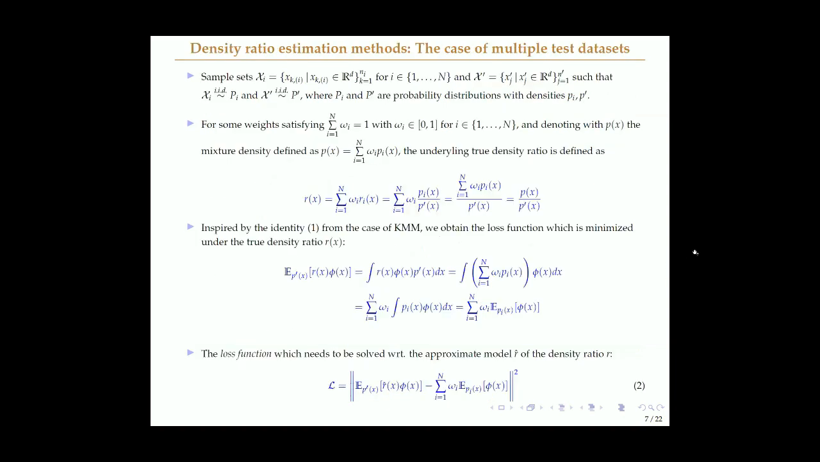Now, in order to extend the KMM method, let's consider the following case.